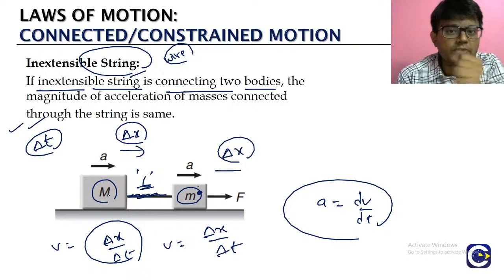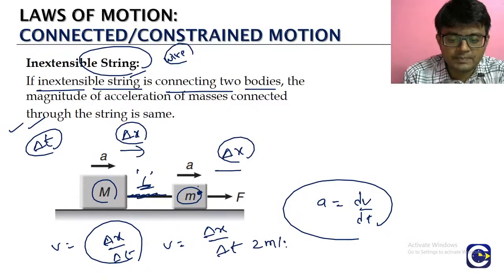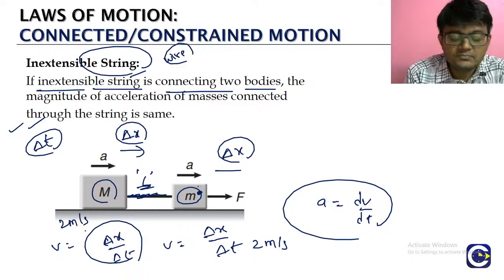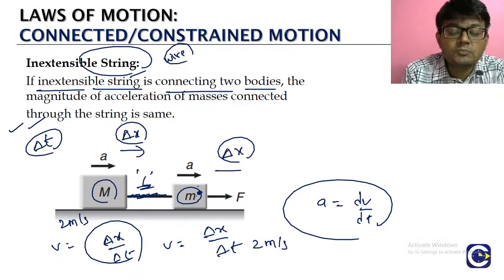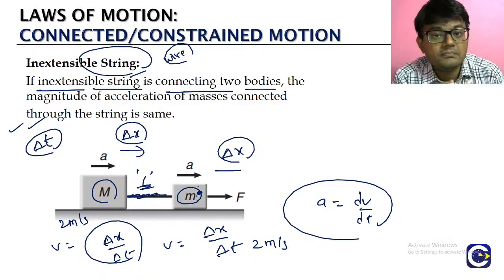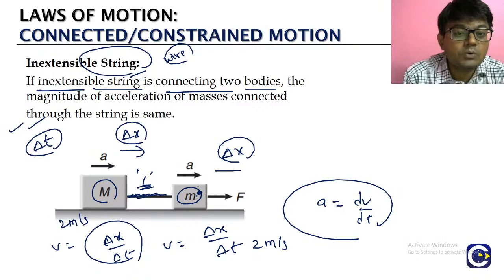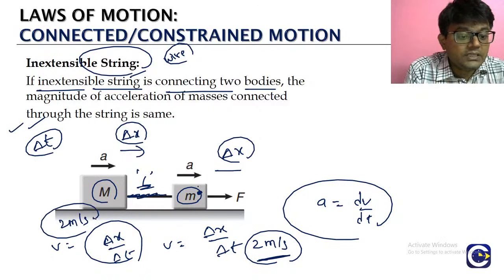If not, what is going to happen? Think about it. Initially, let us say both of them have 2 meters per second. If the velocity of small m is changing at a higher rate than the velocity of capital M, it means what is going to happen? After some time you come back and see what the outcome will be. This velocity is going to have a higher value than the velocity of the capital M.